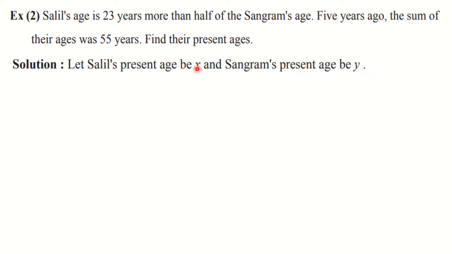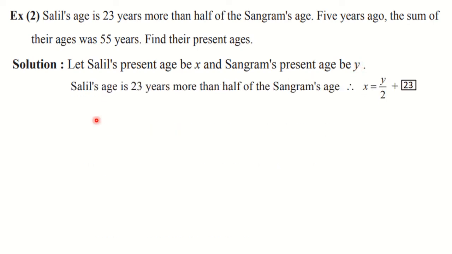Now here you have to make use of the first condition. Sahil's age is 23 years more than half of Sangram's age. See, always keep in mind that this 'is' stands for the equal to sign. And prior to that you have the left hand side. So Sahil's age means x. 'Is' stands for equal to, and this remaining condition you will convert to RHS. 23 years more than half of Sangram's age means what? Half means y upon 2 and more means plus 23.